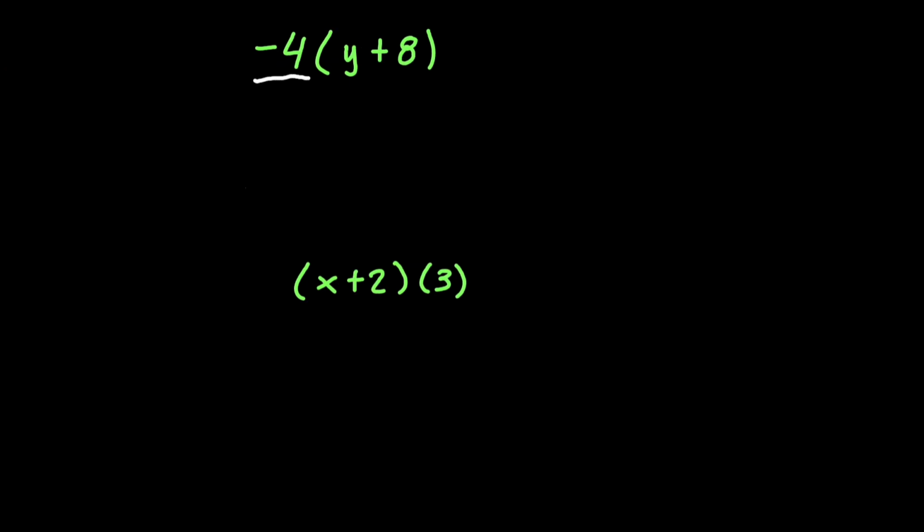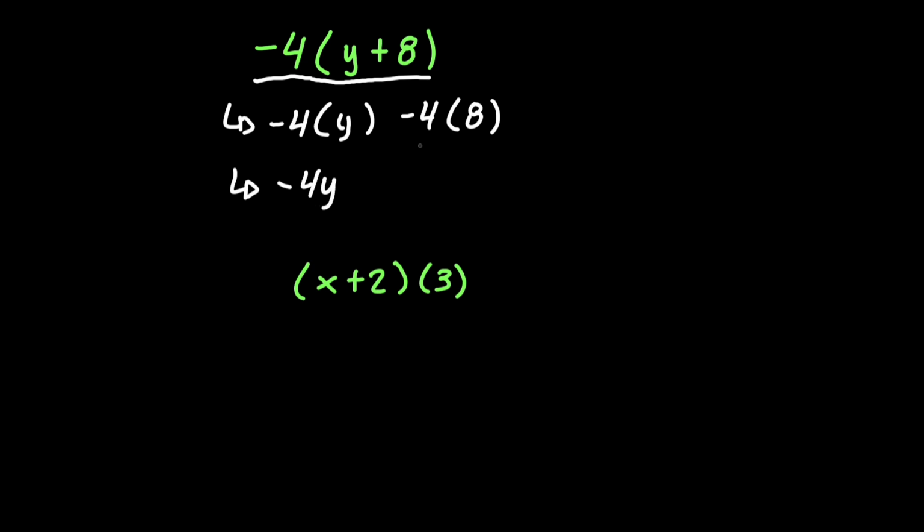Negative 4 multiplied by y plus 8. It would be negative 4 multiplied by y plus negative 4 multiplied by 8. So it would be negative 4 times y would be negative 4y, and negative 4 multiplied by 8 would be negative 32. So this would be the answer.